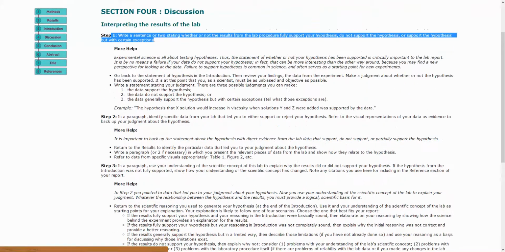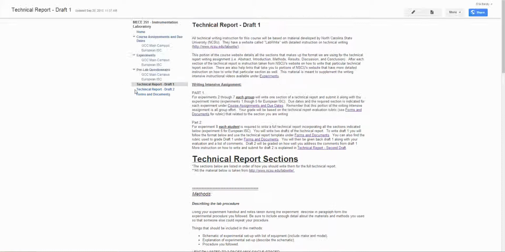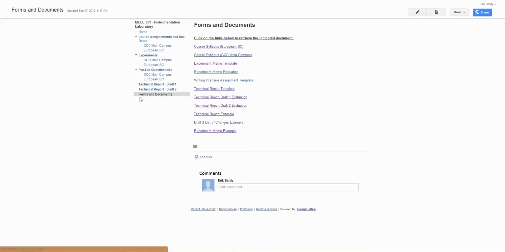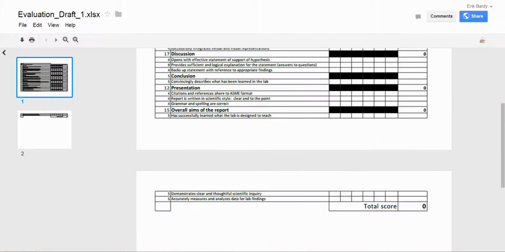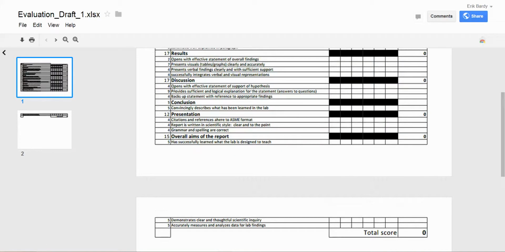Okay, so you have that, as well as if you go again to forms and documents, there's a few things here that might be helpful. For one, of course, there's the evaluation. If you go to technical report draft 1 evaluation, down to discussion, here you can see how your discussion is going to be evaluated. There are 3 criteria. 1, it opens with an effective statement of support of the hypothesis. 2, provide sufficient and logical explanation for the statement. So basically that refers to answering the questions in the lab. And then 3, there's also a backup statement with reference to appropriate findings. So those are the 3 parts that the lab is going to be based on.